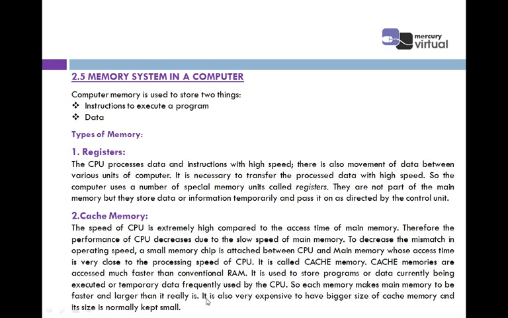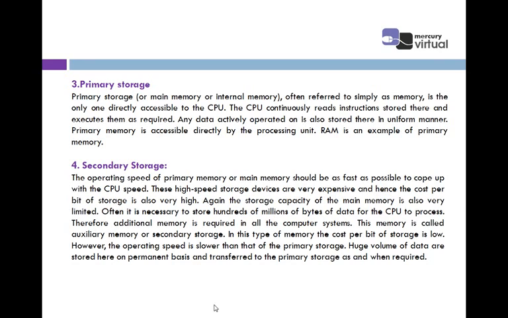The main limitation of cache memory is that it is expensive in nature. It is very expensive to have a bigger cache memory, so its size is normally kept small. Means the cost of the chip is very high. So we can manage with the help of a small chip, that is your cache memory chip. So these are the two basic memories, registers and cache memory.